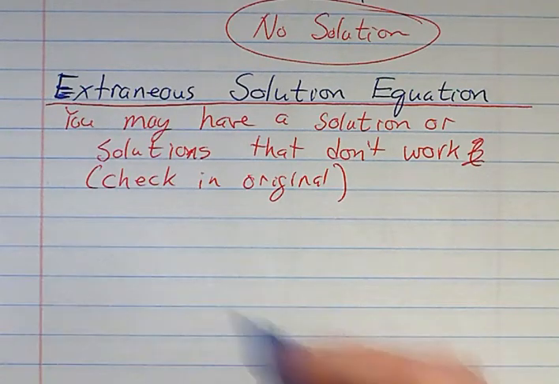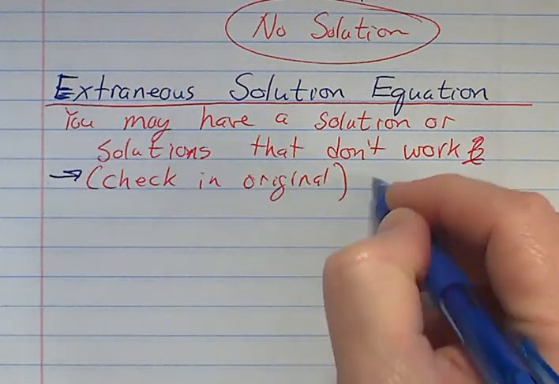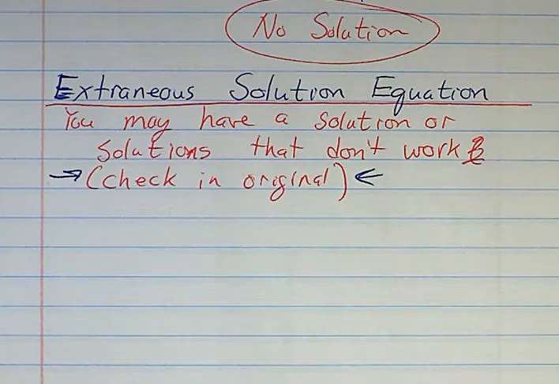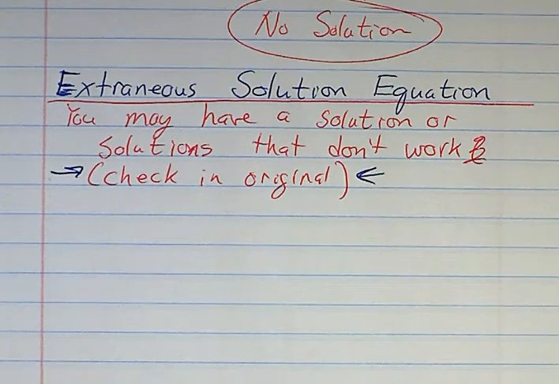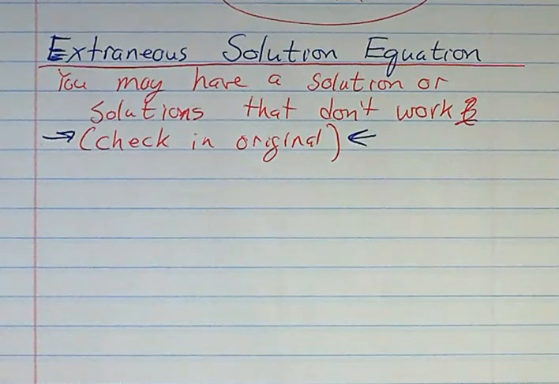Here's what it comes down to. You have to go back and check it. You have to go back and take whatever part you're doing. You've got to check it in the original and see if it actually makes that original equation true when you're going through this thing.